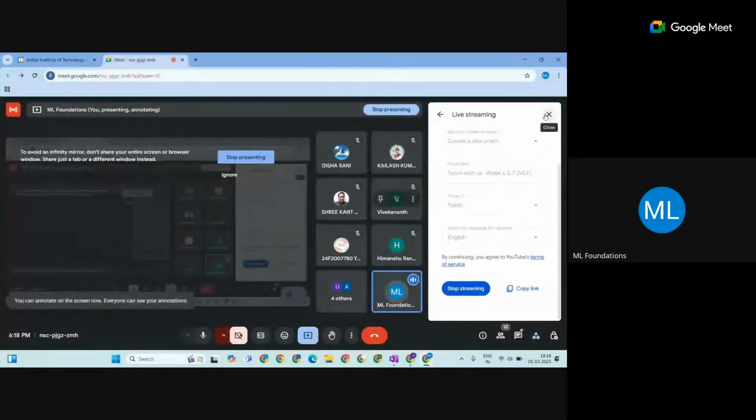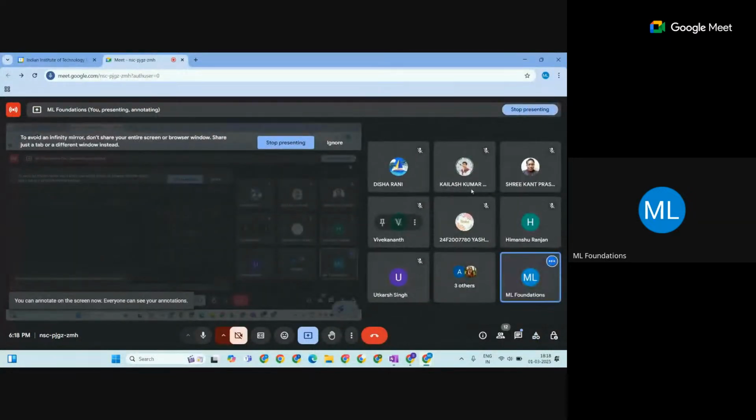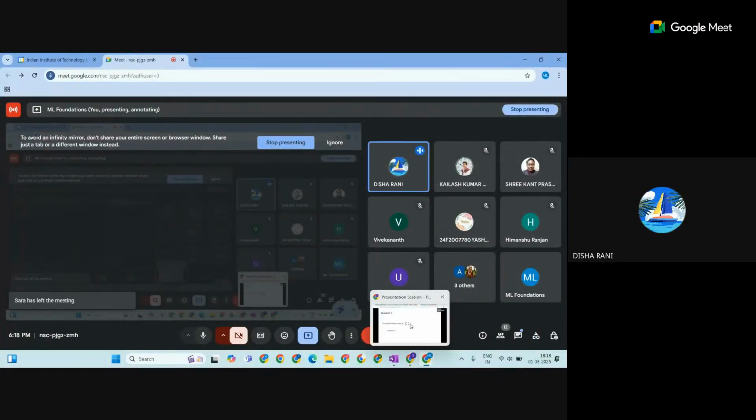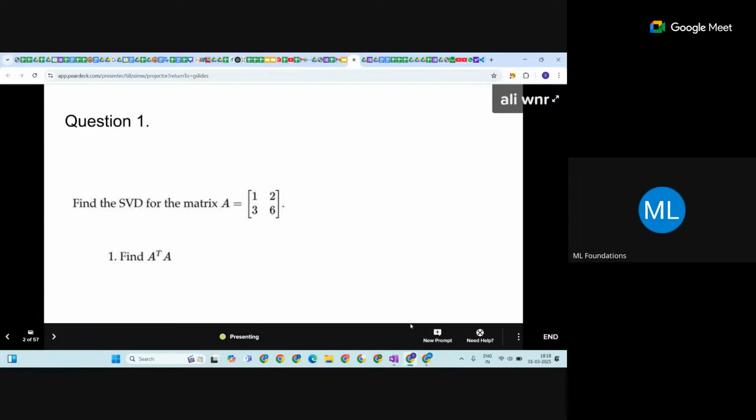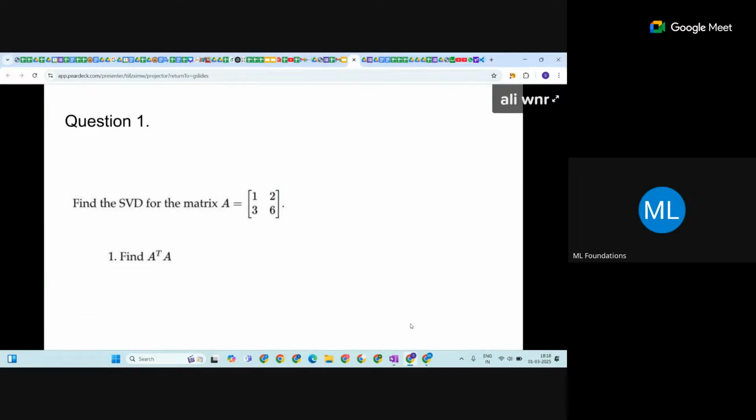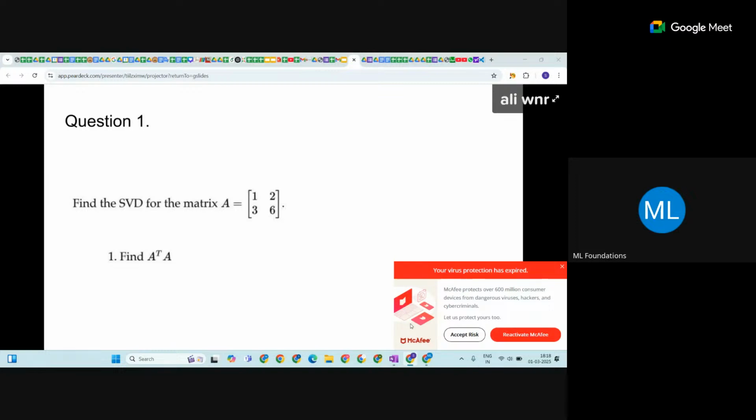Okay, so I hope my screen is visible to all of you. This is the first problem. Find the SVD for the matrix A, where we first have to find A transpose A. So all of you try it and let me know what A transpose A is going to be.